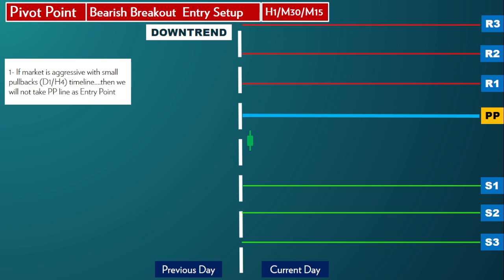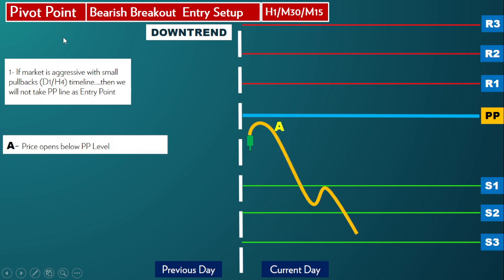If the market is aggressive and making small pullbacks on a daily or H4 timeframe, then you don't have to take PP line as your entry point. So let's see what we will do in that scenario. First point, price opens below PP level. So you see the price opens below, this is your PP level, and the price opens below over here.